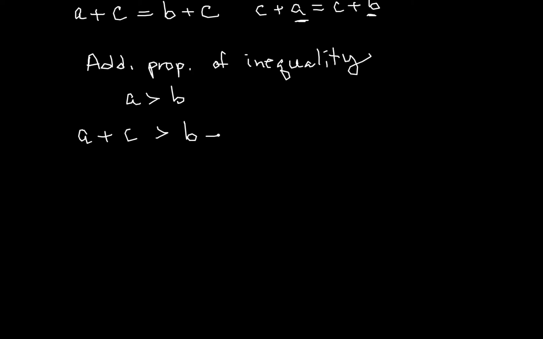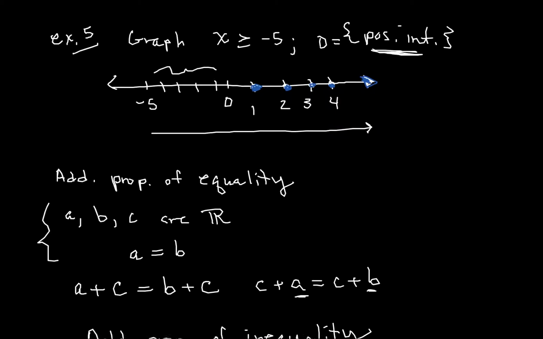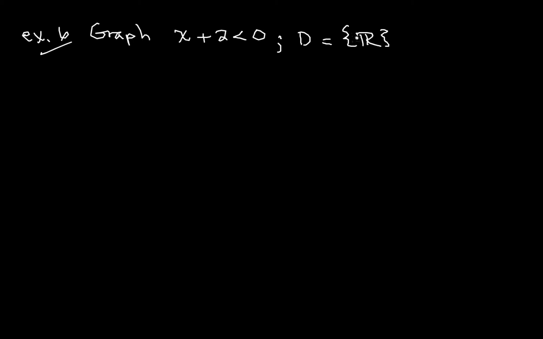So if you add the same number to both sides, the inequality stays the same. So let's do a couple real quick examples and we'll be done. Here we go. So this is example 6, and it'll say graph x plus 2 is less than 0, and they're going to give you the domain. And this was all real numbers, so it's just like we did before.